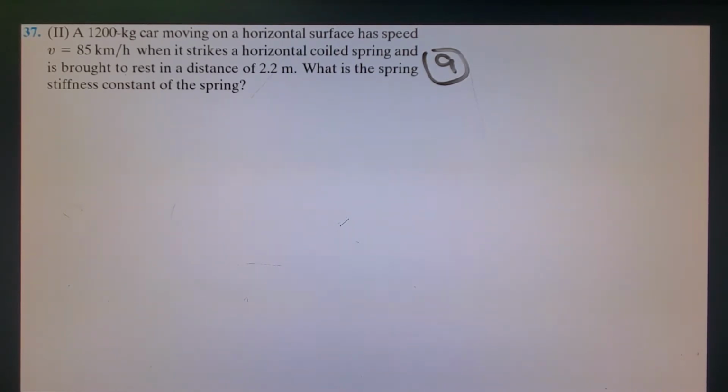When it strikes a horizontal coil spring and is brought to rest in a distance of 2.2 meters, what is the spring stiffness constant of the spring?